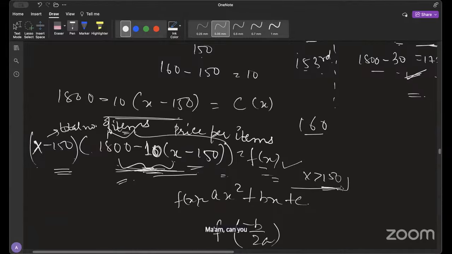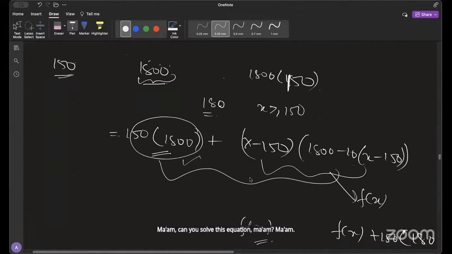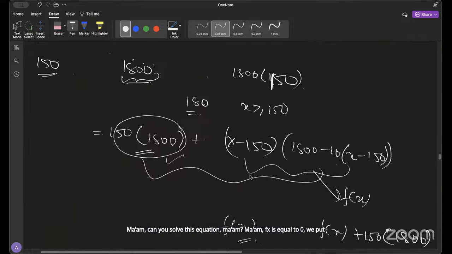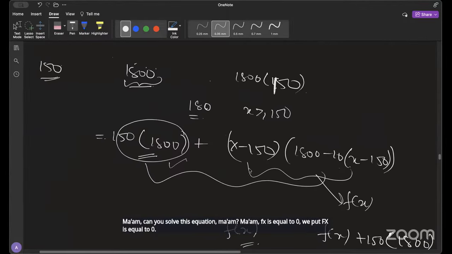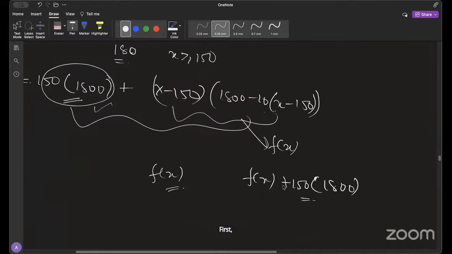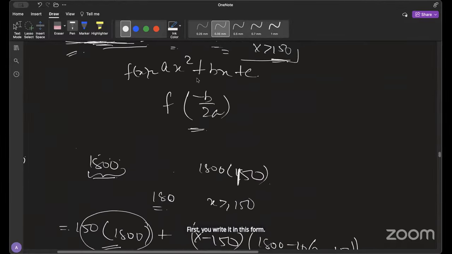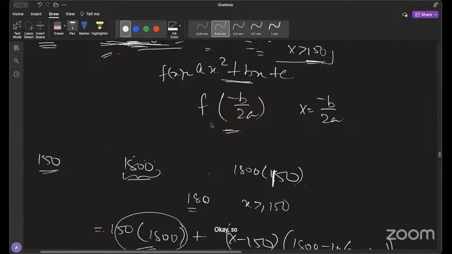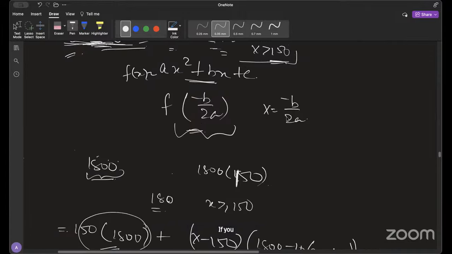Ma'am, can you solve this equation? We put f(x) equal to 0. So you don't put f(x) equal to 0. First you write it in this form. And then you find this thing, minus b by 2a. Because you've been asked x such that your function attains maximum value. If you have been asked the maximum value, do this. If you have been asked the point where the maximum value is attained, do this.